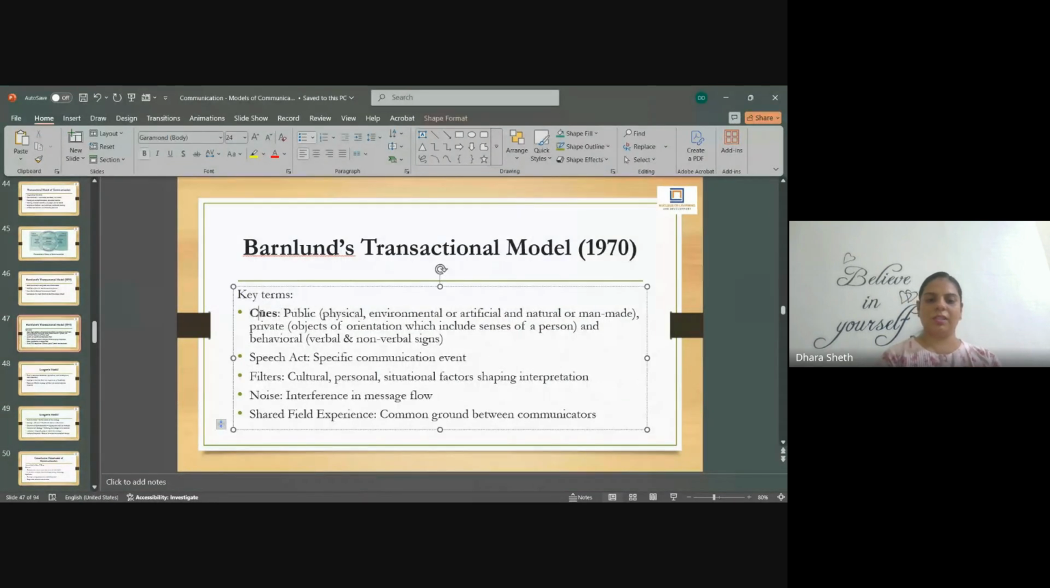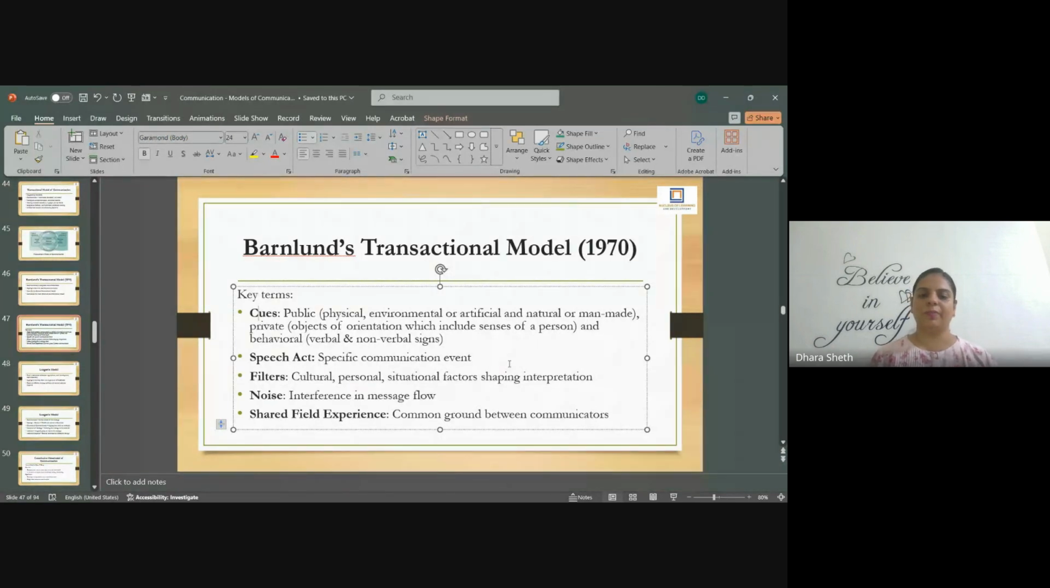The key terms to learn here again are, first is cues. Cues are public, that is physical or environmental or natural or man-made. Private, that is senses of a person. My eyes are my own personal cues. Okay. Then behavioral, the verbal and the non-verbal signs that are shared, be it words, be it your gestures, be it your postures. Public, private, and behavioral.